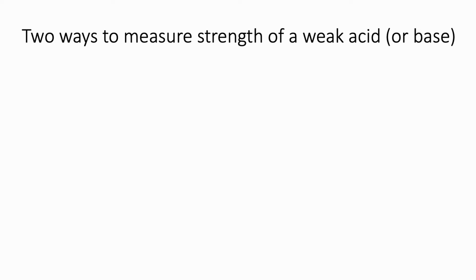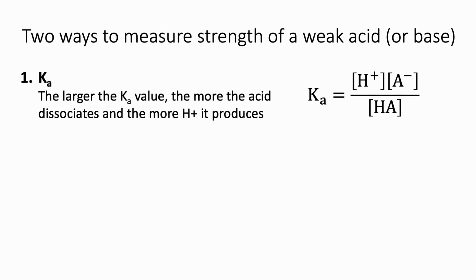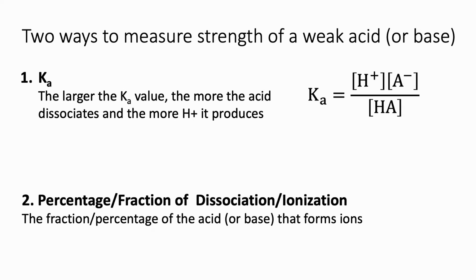Now I know it sounds a little weird to ask how strong is this weak acid or this weak base, but some weak acids dissociate more than others. And so the ones that dissociate more are stronger. We've already talked about the Ka value, and you know that the larger the Ka value, the more products you get in your dissociation reaction, and therefore the more H plus you have. And so if the strength of an acid is linked to the H plus concentration, the larger the Ka, the stronger the acid. The other way to do it is, as I said before, the percentage of dissociation or ionization.